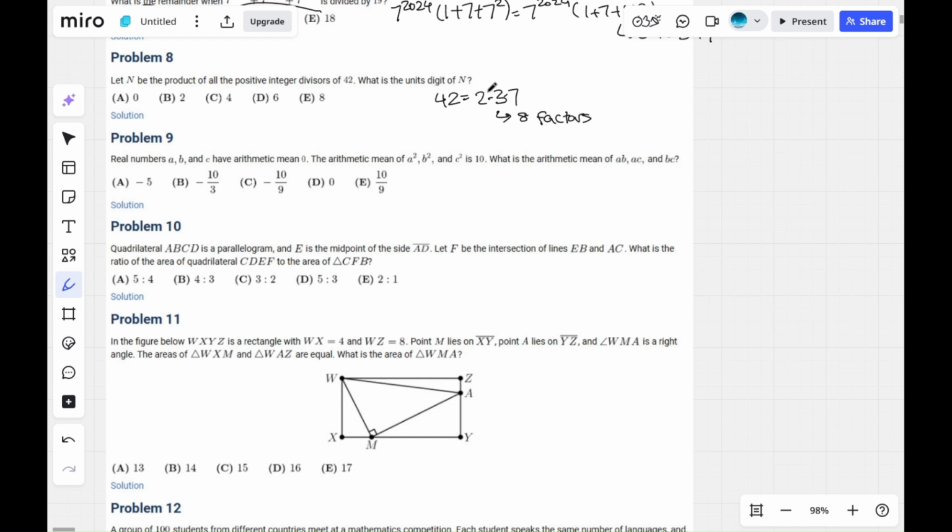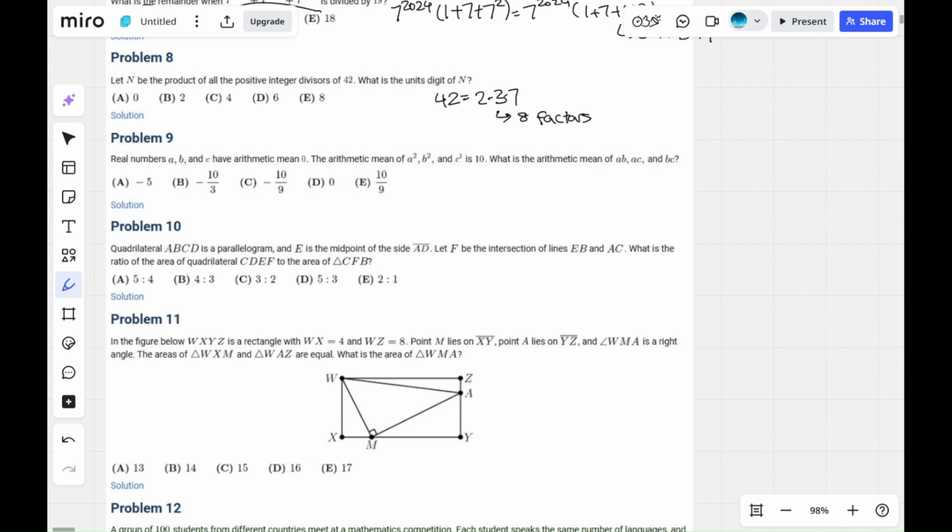Or you see that each prime factor has a power of 1. So we can add 1 to each of the exponents and multiply them together. So it becomes 1 plus 1 times 1 plus 1 times 1 plus 1, which is 2 times 2 times 2, which is 8 factors. So no matter how you do it, there's going to be 8 factors.